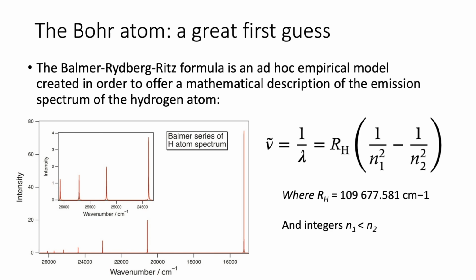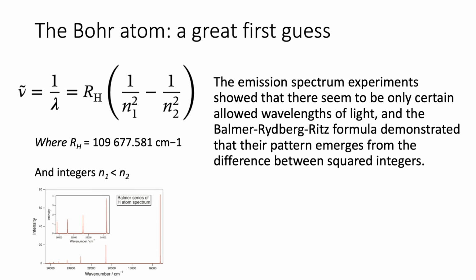Importantly, they did not have a justification for it, really. They said, all right, we have these two numbers, n1 and n2, and notice that there are some constraints on them. n1 must be smaller than n2, and they must be integers. You can't have n1 equals 1.1 or something like that. It has to be integers. So this gave some information.